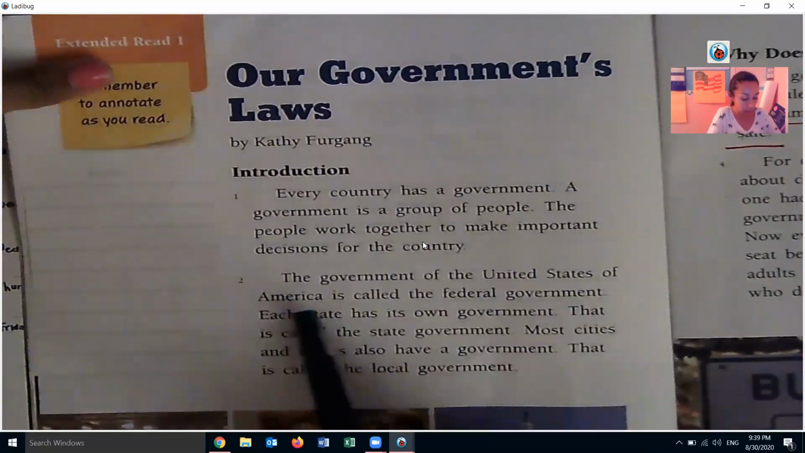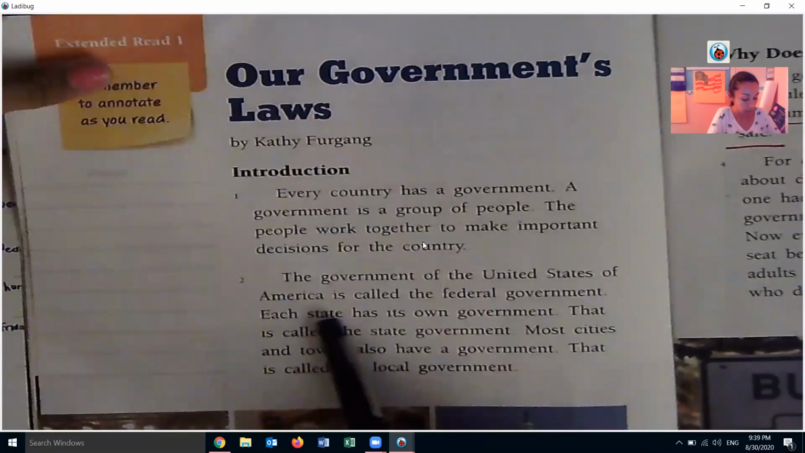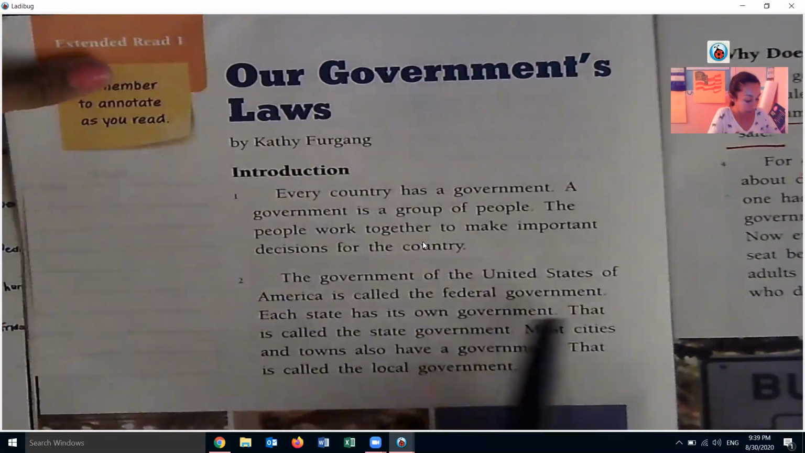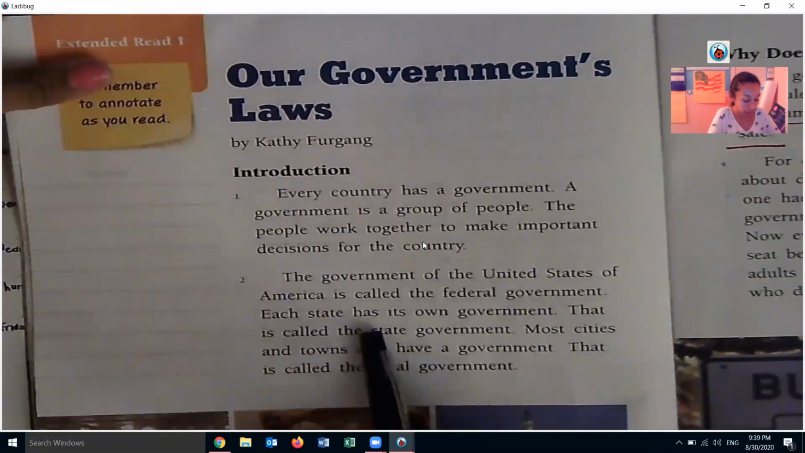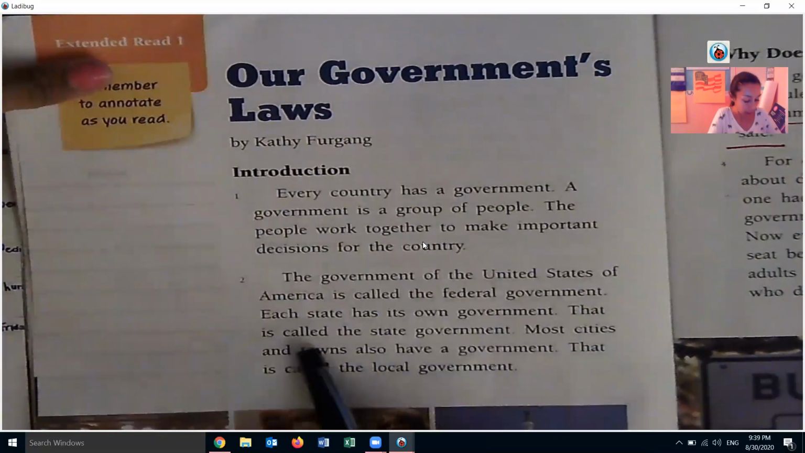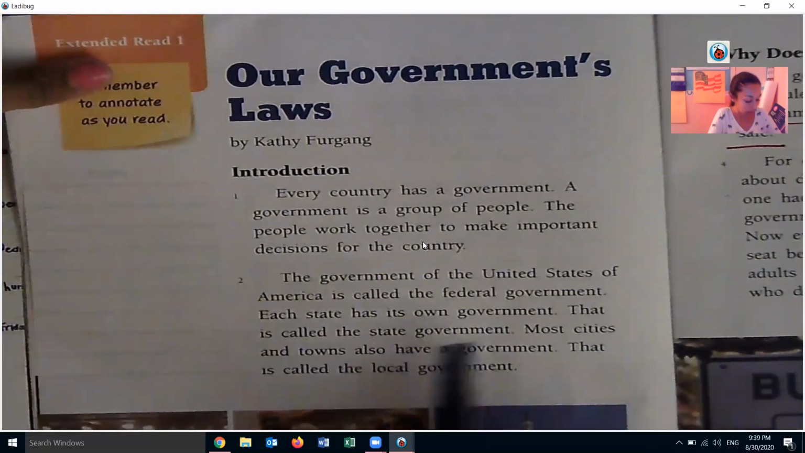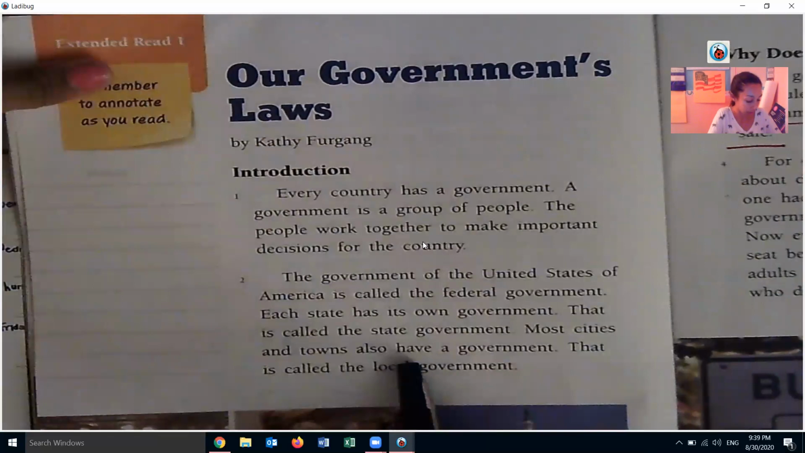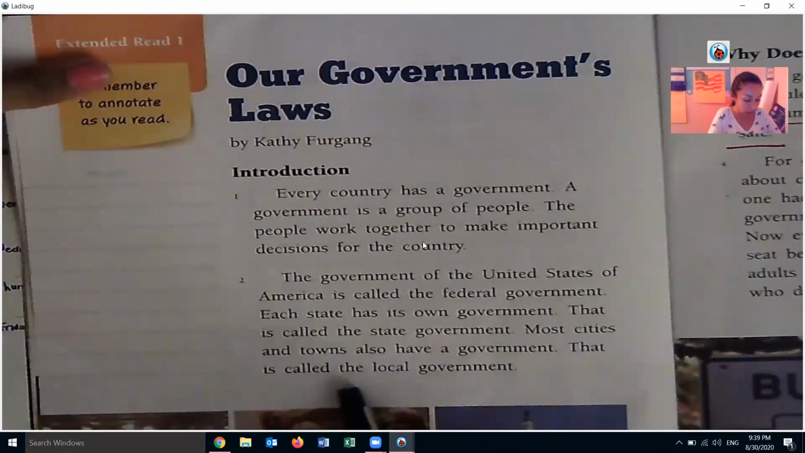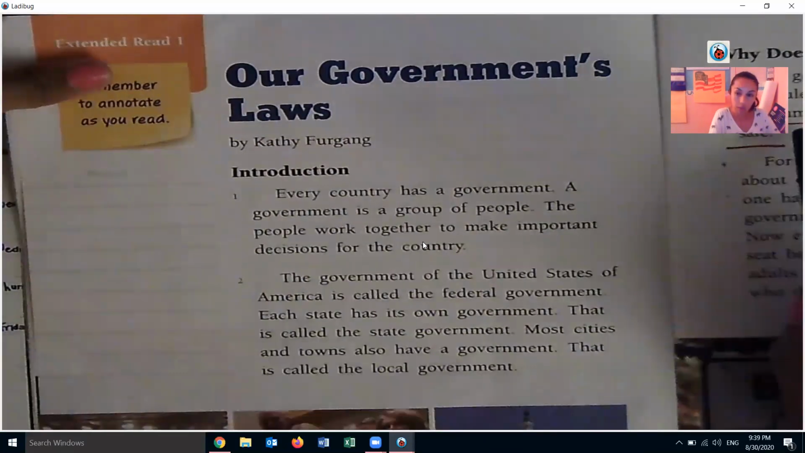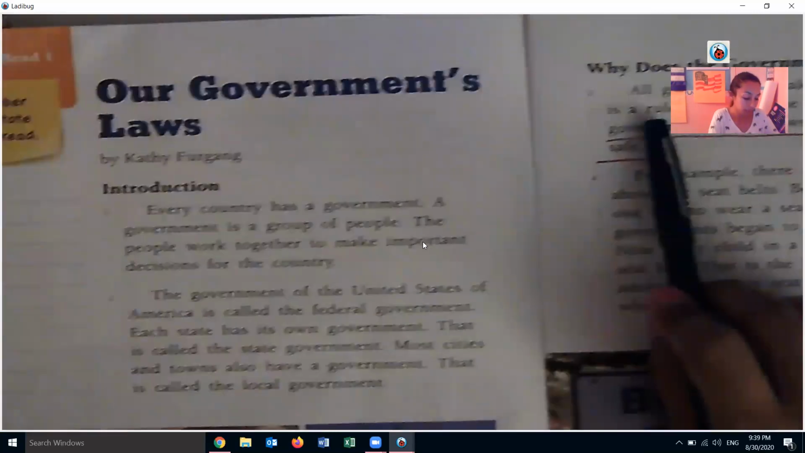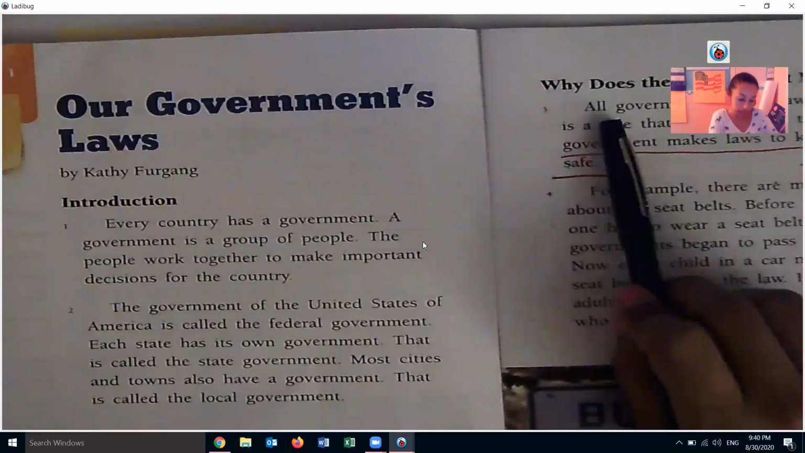The government of the United States of America is called the federal government. Each state has its own government. That is called the state government. Most cities and towns also have a government. That is called the local government. So we're on the next page now, page 19.